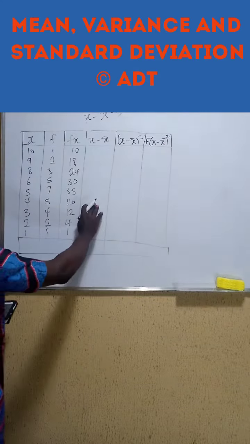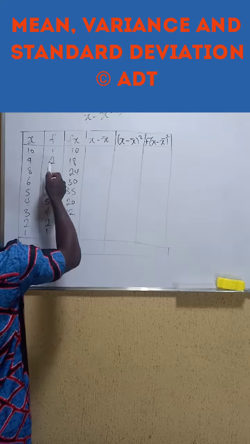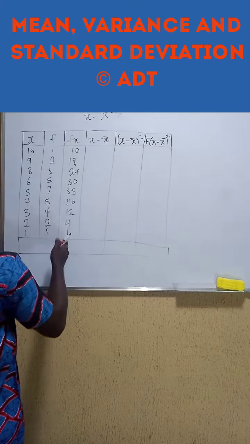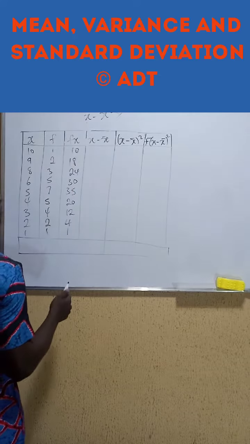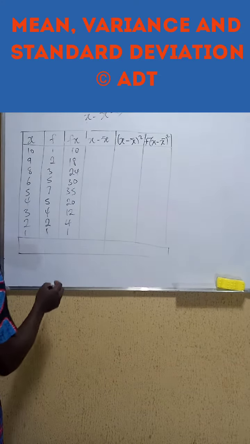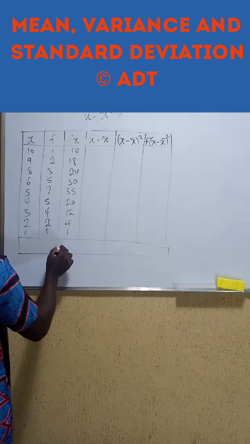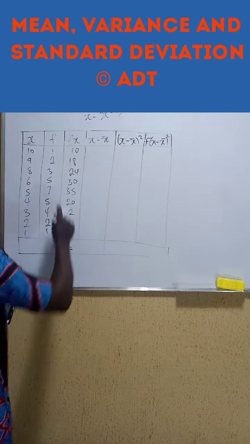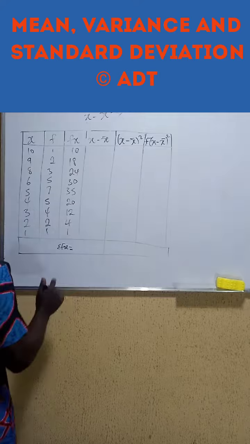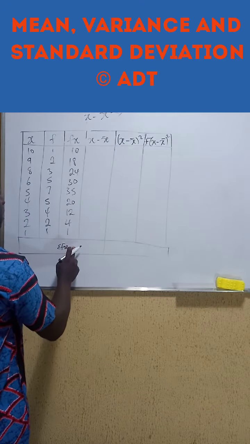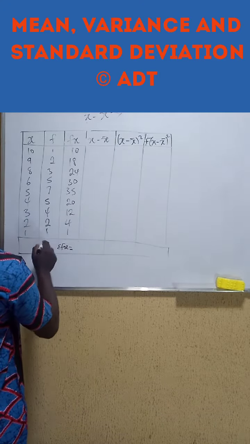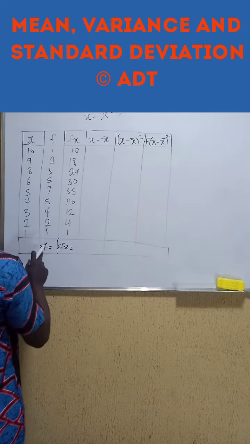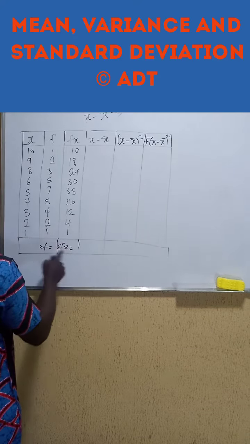So how do we get this? You have to find the mean of these numbers. And how do we do that? We're going to take the summation of f of x, meaning we add all of these things and put it down. And we're also going to find the summation of f and put it down.